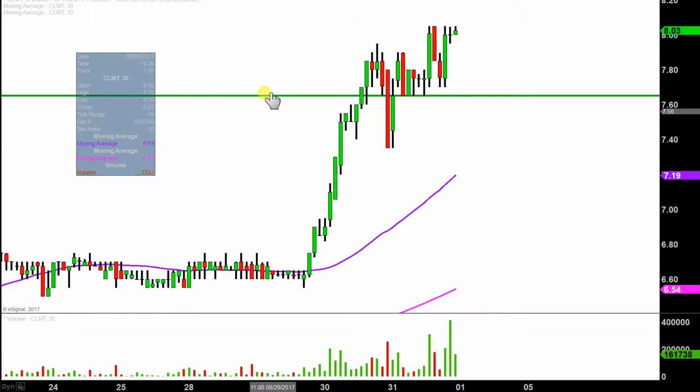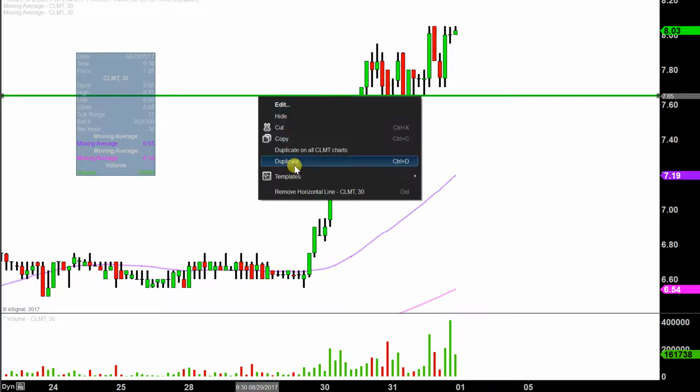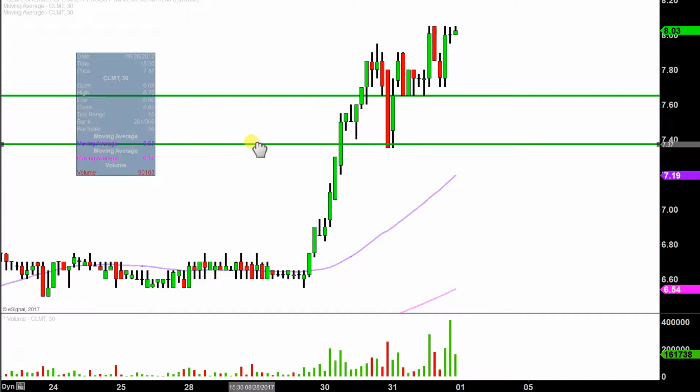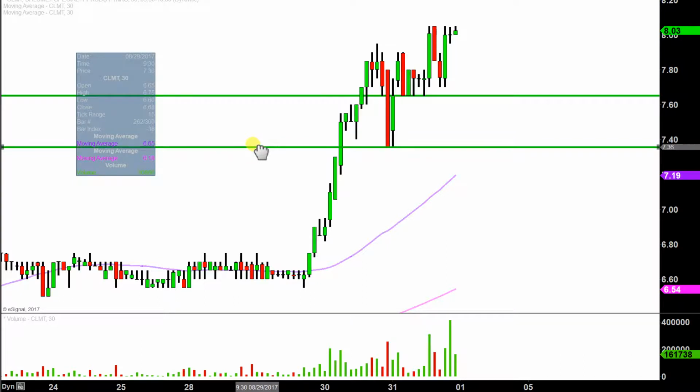In the event the price cannot hold above that, next level of support after that would be here at, what is that? $7.35. So $7.65, $7.35, two of the nearer term levels of support.